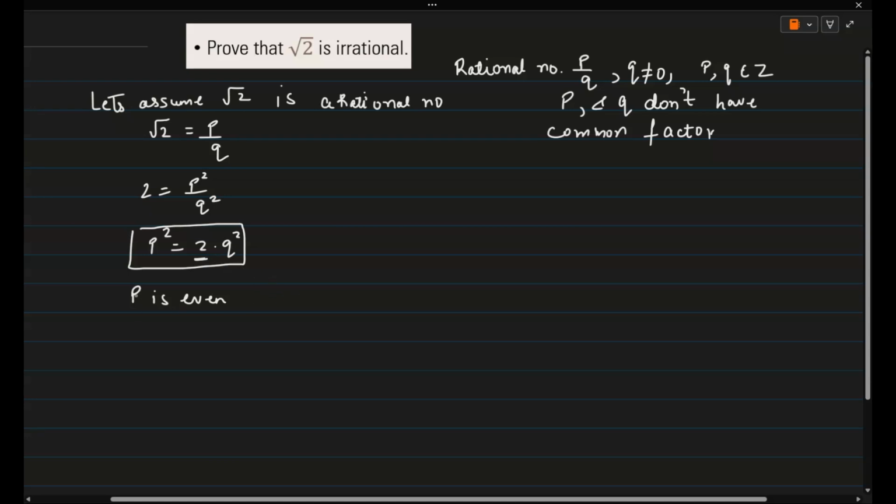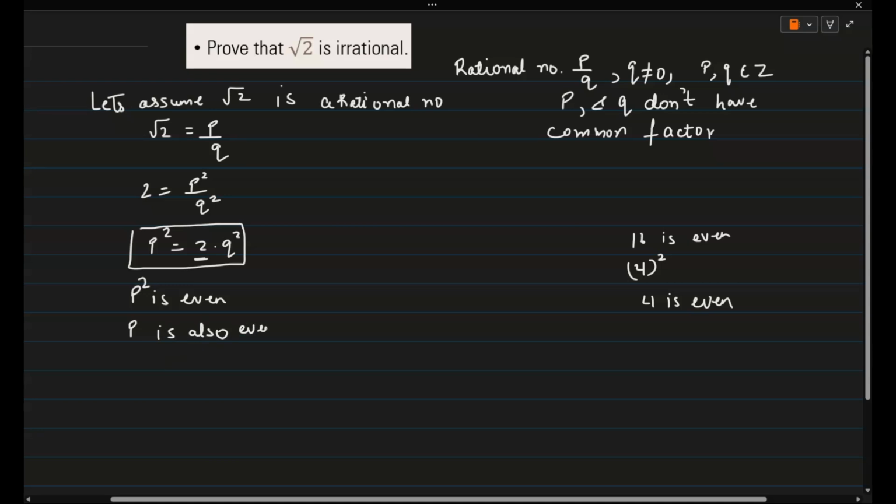So if p square is even, what can we say about p? Let's understand with the help of an example. If I say 16 is an even number, and 16 is the square of 4, it means the square of 4 is even. From here, can we see that 4 is also even? Yes. Using the same approach, we can say that p is also an even number.